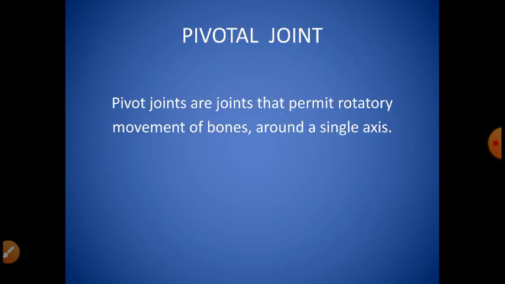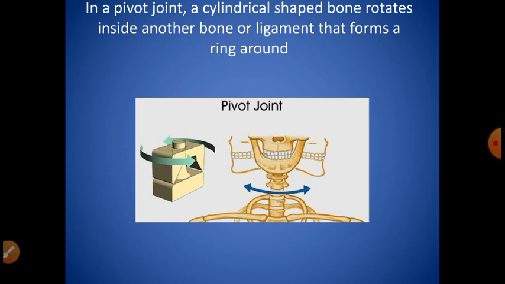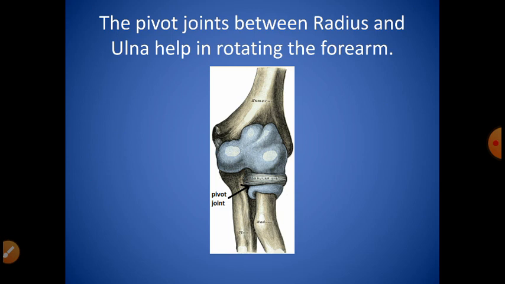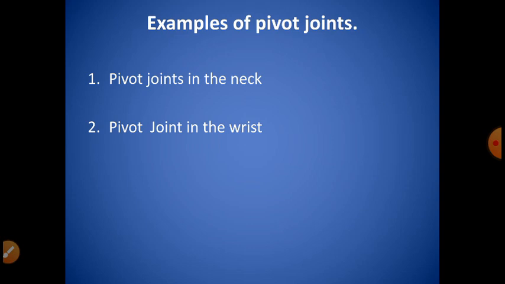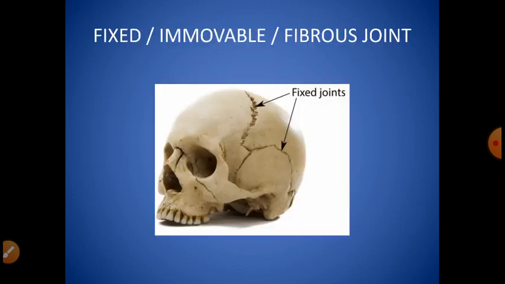Next is the pivotal joint. Pivotal joints are the joints that permit rotatory movement of bones around a single axis. In our neck, a cylindrical shaped bone rotates inside another bone or the ligament, and that forms a ring around it. Another example of a pivot joint is found in our forearm, where the bones radius and ulna help in rotating the forearm. Other examples of pivotal joints are present in the neck and the wrist.